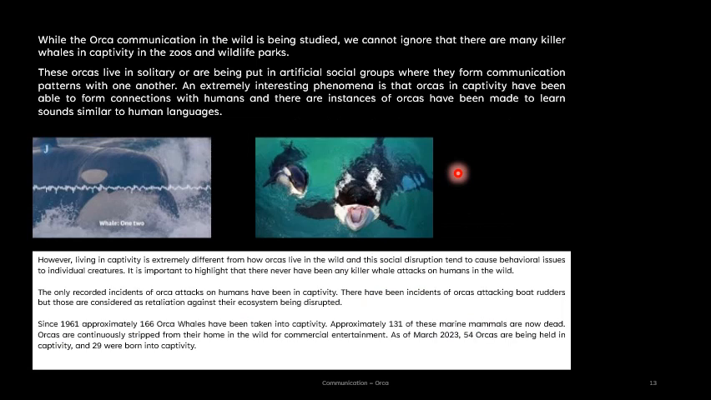This is a completely different topic when we talk about orcas in captivity against orcas in the wilderness. Orcas in captivity do not have the same dialects or languages when they communicate with one another, and it is important to note that these groups of orcas in captivity are artificially set groups. So it could be a reason why this communication is different from how they communicate in the wilderness.